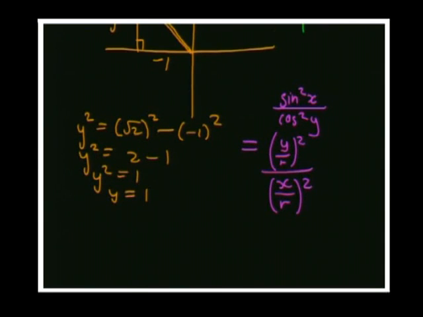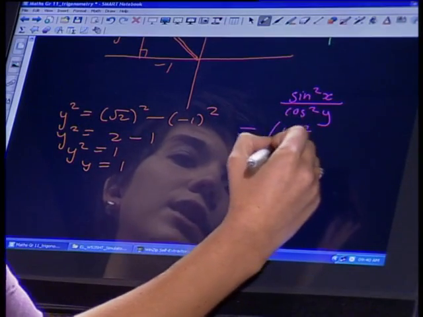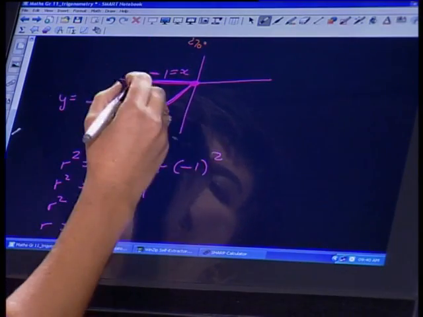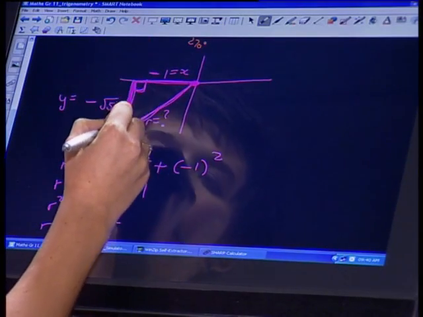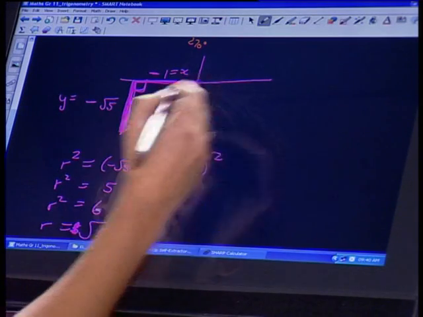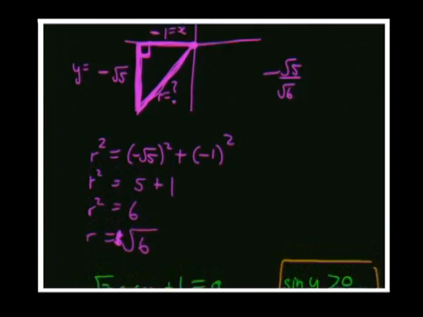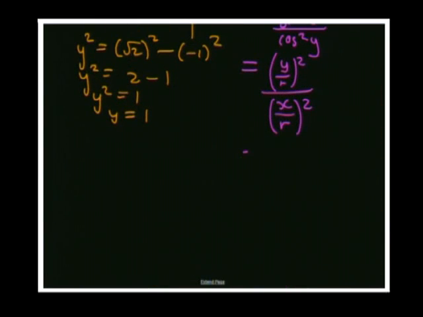Okay. In the first one, I need to go back to my diagram for x and then go check the y over r for that one. So I go up, y over r, I have y there over r, so it's minus square root 5, and my radius there was square root 6, so I go put that back in, square root 5 over square root 6, and I square that.